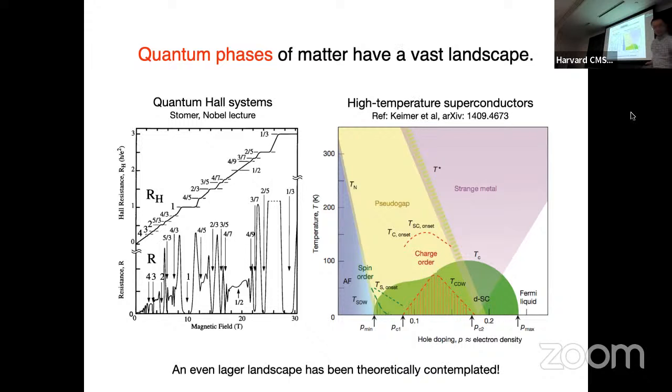And on this side is the phase diagram of the high temperature superconductors. If we look at the zero temperature segment, there are also many regimes that can be viewed as different quantum phases of matter. We already see many types of quantum phases of matter from these two examples, but an even larger landscape of quantum phases of matter has been theoretically contemplated.